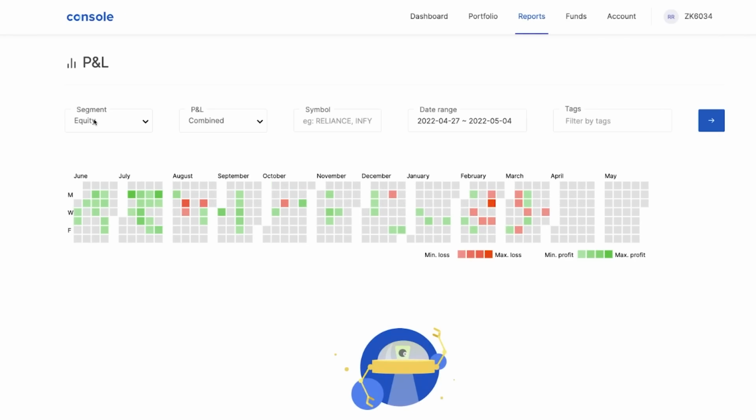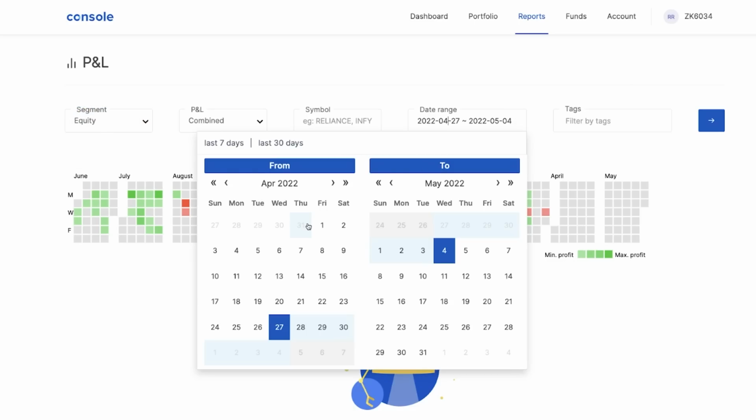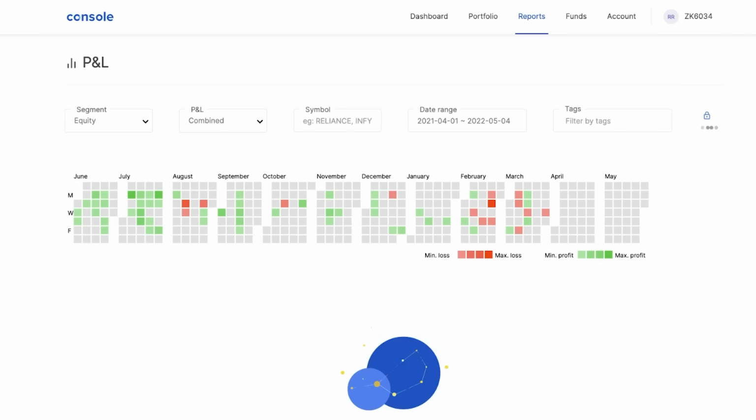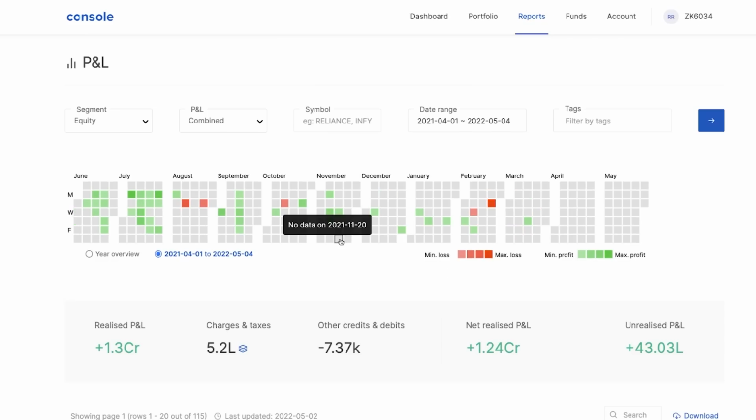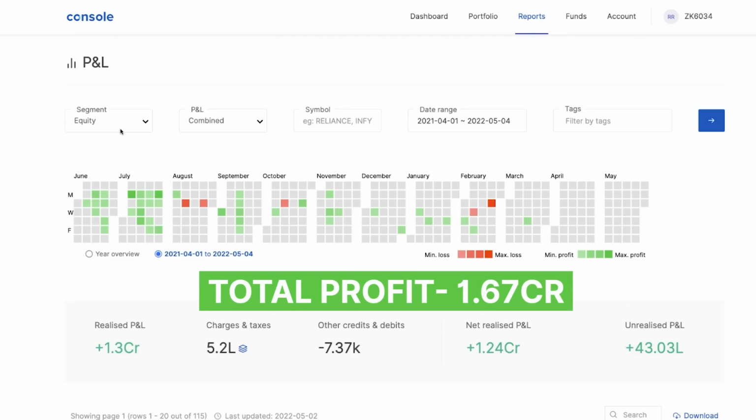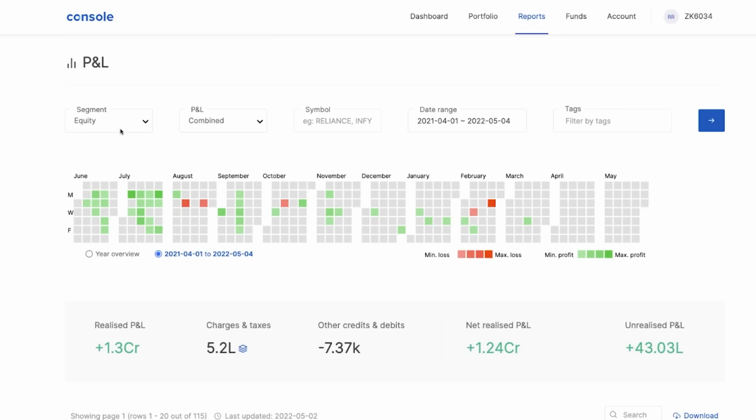Hello friends, so this is my equity dashboard, the Zerodha Console dashboard. Let me select equity and select the dates, which is April 2021 to May 2022. Let me also refresh the page so that it's clear that it's not edited or something. So the total net realized profit is 1.3 crore, and if you exclude the charges it is 1.24 crore, and the unrealized is 43 lakhs. If you add up both, the total profit would be 1.67 crores in the last 1 year.